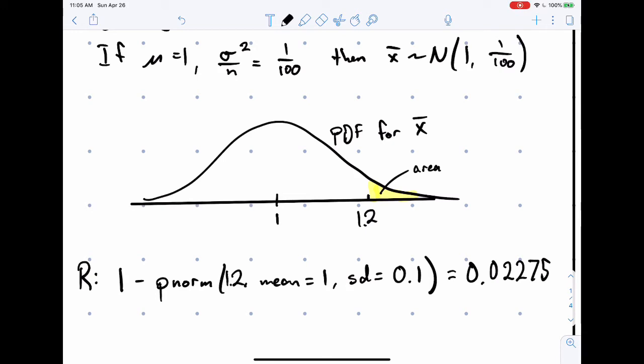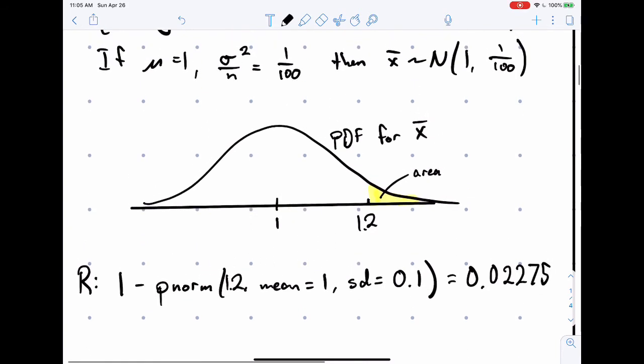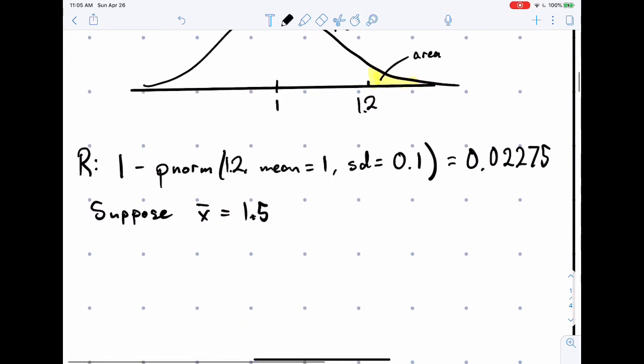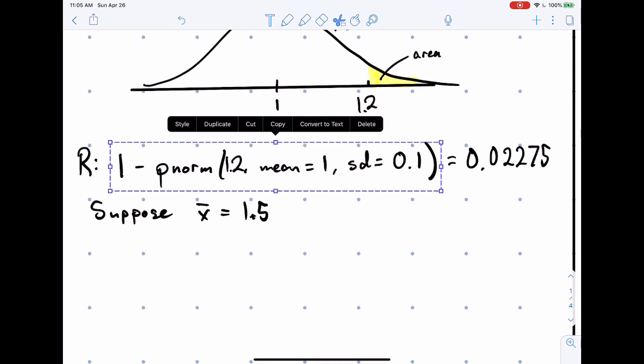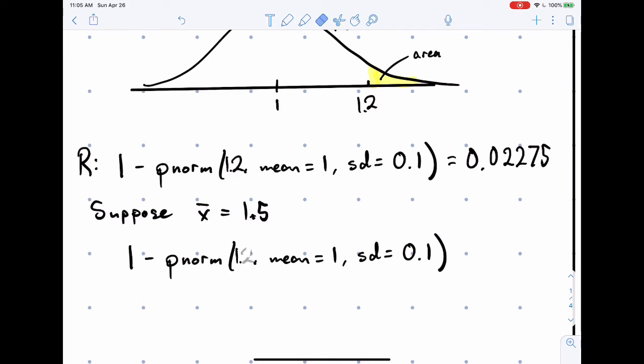So this sort of thing happens, right? But suppose instead of it being 1.2, x bar was equal to, say, 1.5. Then it's the exact same calculation here, except the value that we're looking at is now, instead of 1.2, 1.5. So we replace this with a 5 and see what we get. R spits out a number that looks like this.